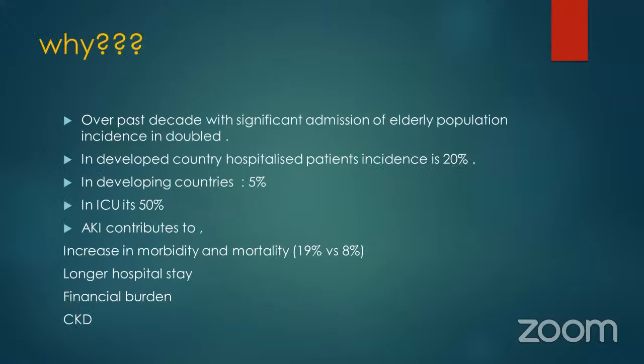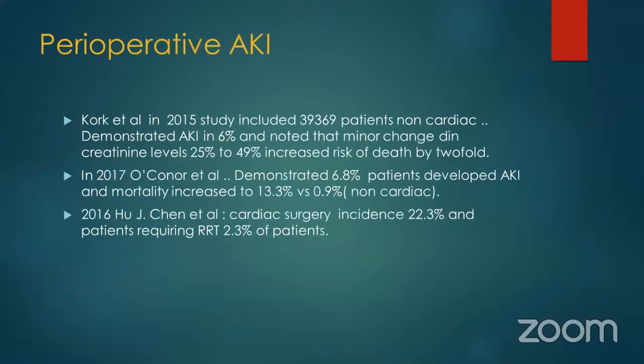Why is AKI so important to us? Because in the last decade, the admission of the elderly population has doubled. The incidence of AKI is about 5% in developing countries, and nearly 20% in developed countries. In the ICU, admissions with AKI account for almost half of the population. AKI contributes to increased morbidity and mortality, longer hospital stay, and financial burden, as well as leading to CKD.